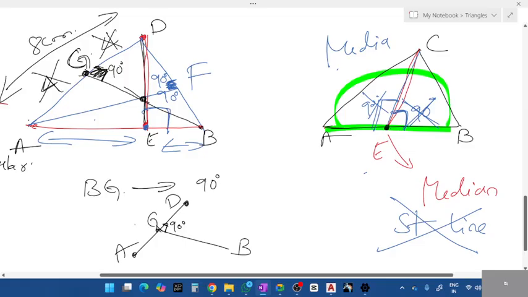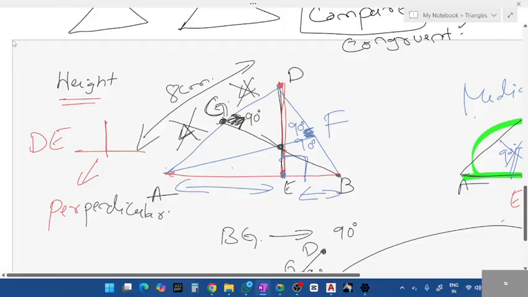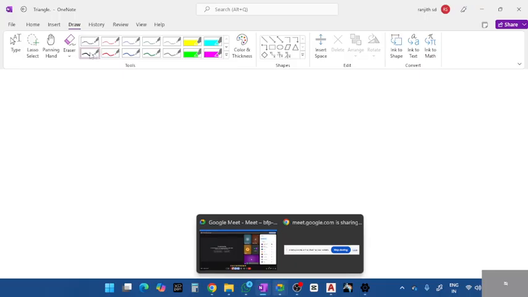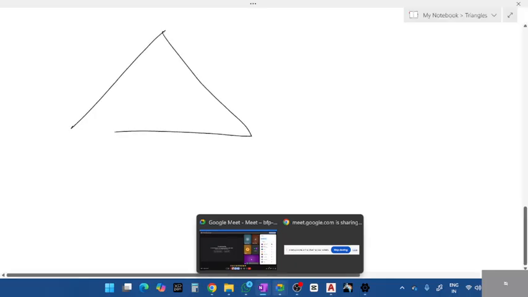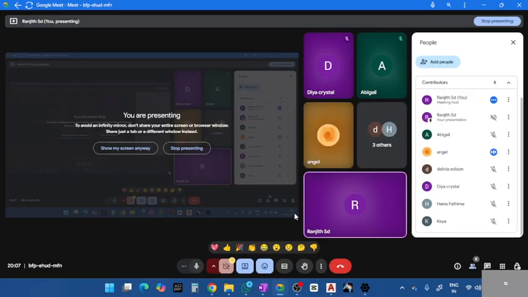If it bisects, Dia, what do you call this line? We would have called this line a median, but it's not a median. It is just a height, a straight line. So this is the difference between median and height, students. The median will bisect into two. Height will not bisect. Height will have 90 degrees. Did you understand the difference between height and median? Understood what is height? Only Dia. What about other students? Delicia, Anya, Kia.